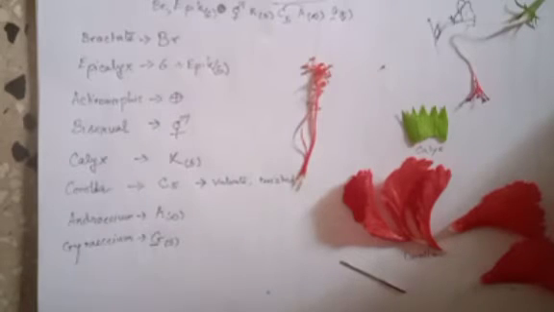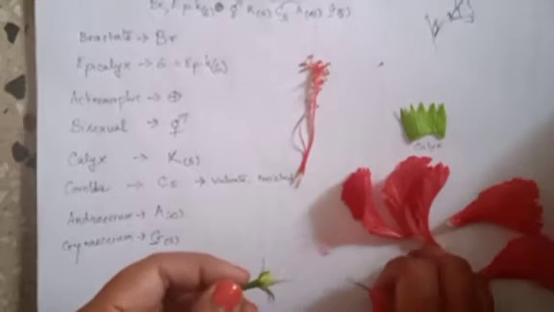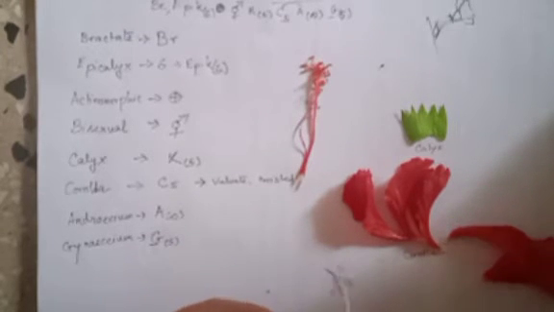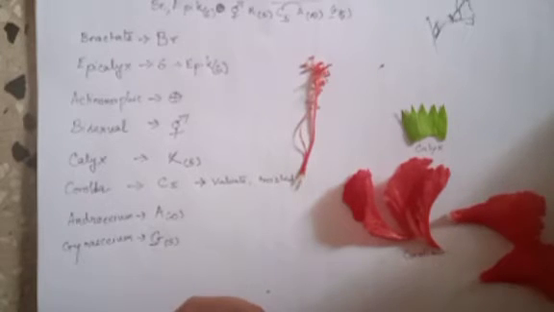Now when I try to draw the floral diagram, I also need to understand what kind of ovary it has. To know what kind of ovary it has, I can remove this epicalyx zone, and then after that I can just take a cross section of the ovary.